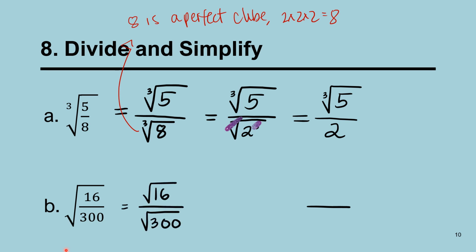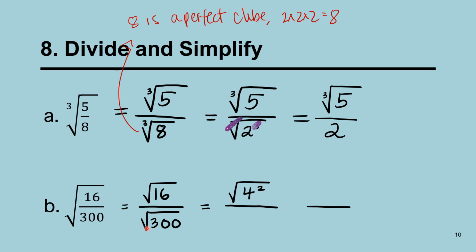Now let's look at the cube root of 16 over 300. You can see that I said cube root, didn't I? I meant to say square root, sorry. The square root of 16 over 300, I've just separated that into the square root of the top divided by the square root of the bottom. 16 is a perfect square, right? What is the square root of 16? The square root of 16 would be 4, right? So 16 is the same thing as 4 squared. We know that there's an understood index of 2.